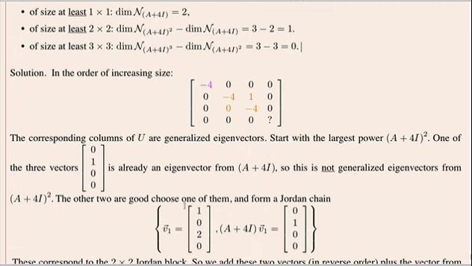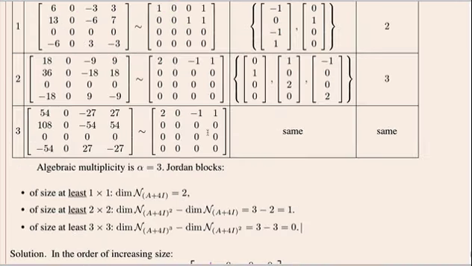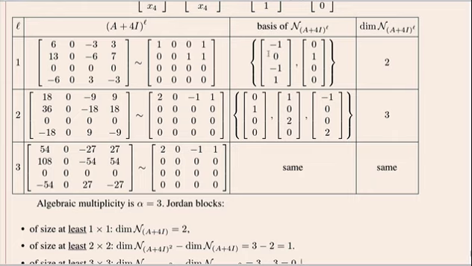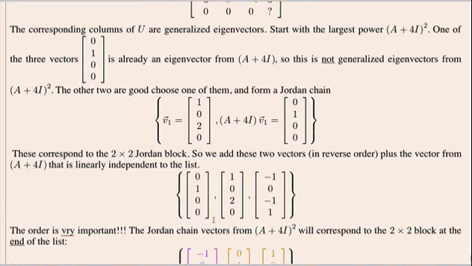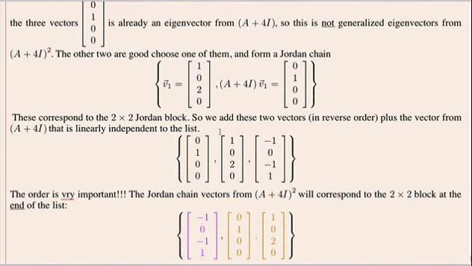So these two vectors correspond to the 2 by 2 Jordan blocks because they come from the Jordan chain with the 2 vector. And then the column corresponding to this is from the eigenvectors, which is not linearly dependent on these others. So that means it must be this, because this is already there. And the order is important.